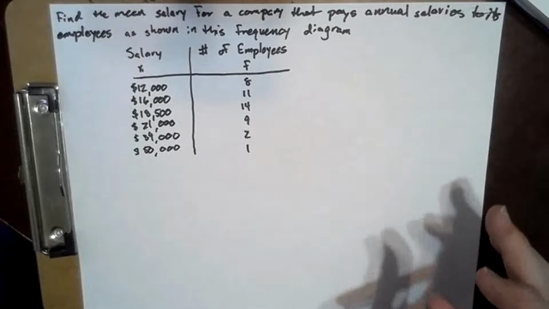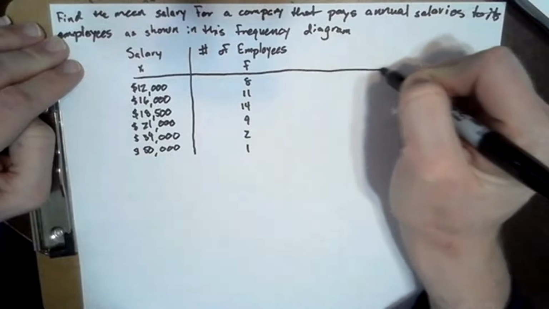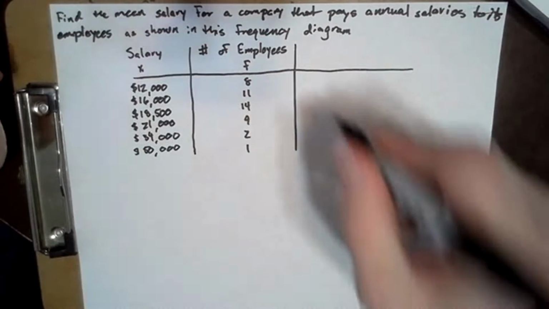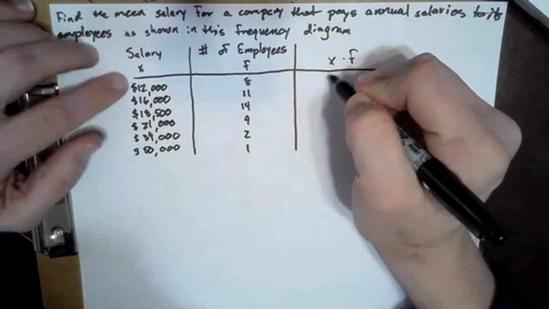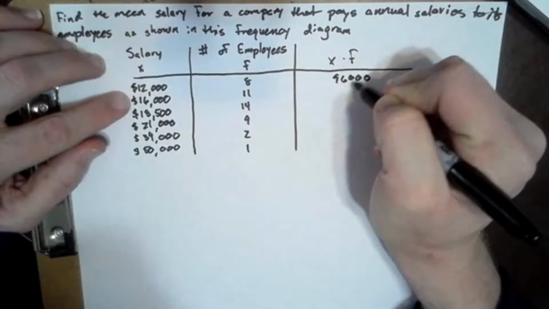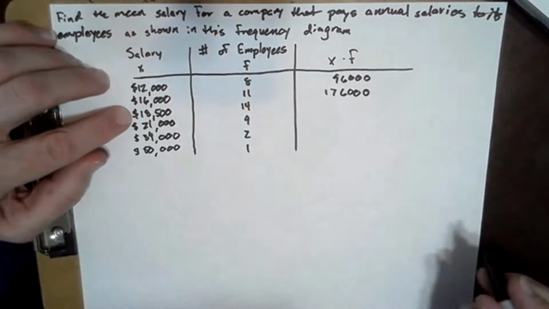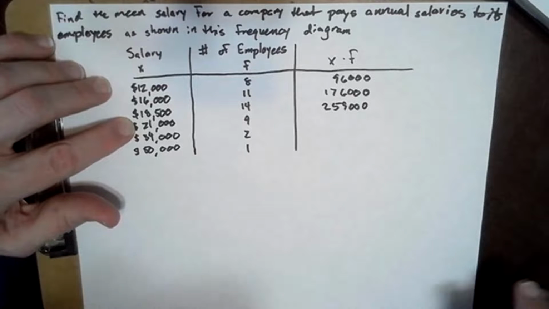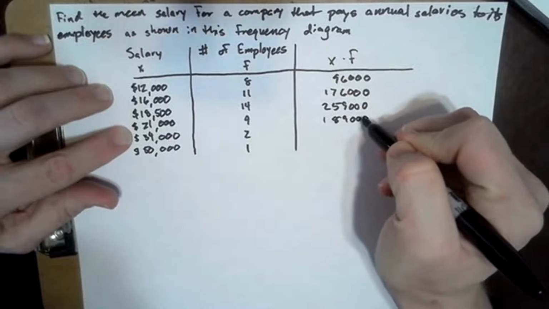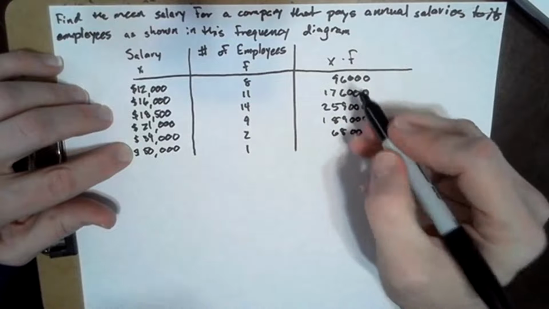Next, we want to look at the mean of a frequency distribution. Here is our frequency distribution. We want to find the mean salary for a company that pays annual salaries to its employees as shown in this frequency diagram. So we are going to add a column here. We're going to take the salary times the frequency. And that gives us here 12,000 times 8 is 96,000. 16,000 times 11 is 176,000. 14 times 18,500 gives us 259,000. 21,000 times 9 is 189,000. 34,000 times 2 is 68,000. And 50,000 times 1 is 50,000.